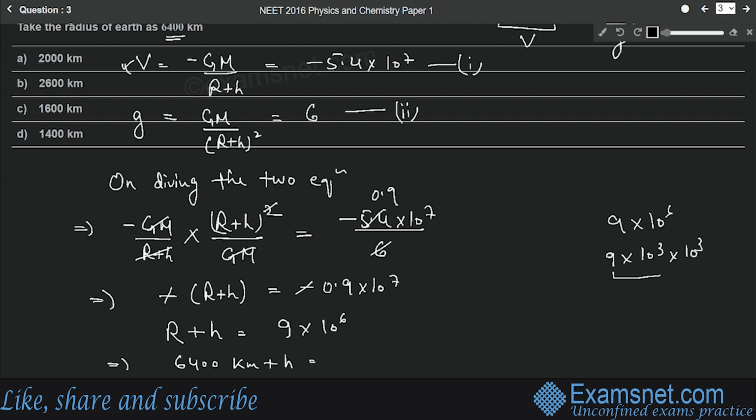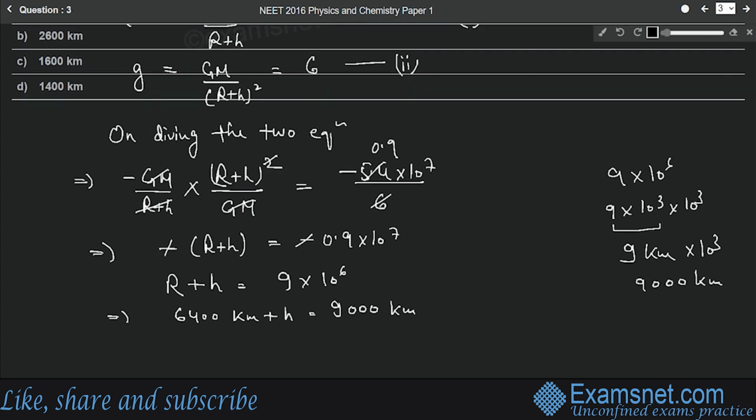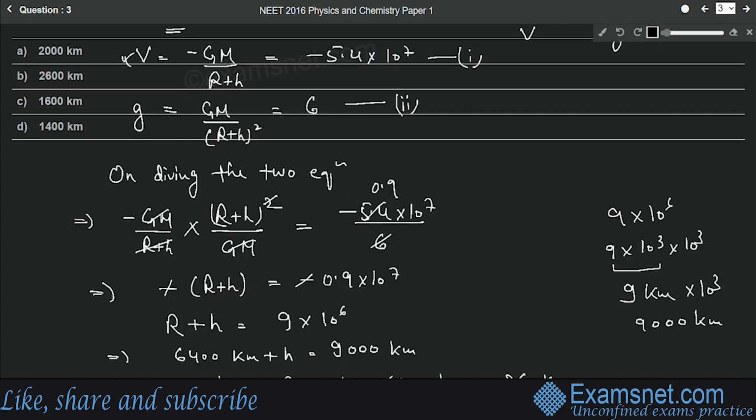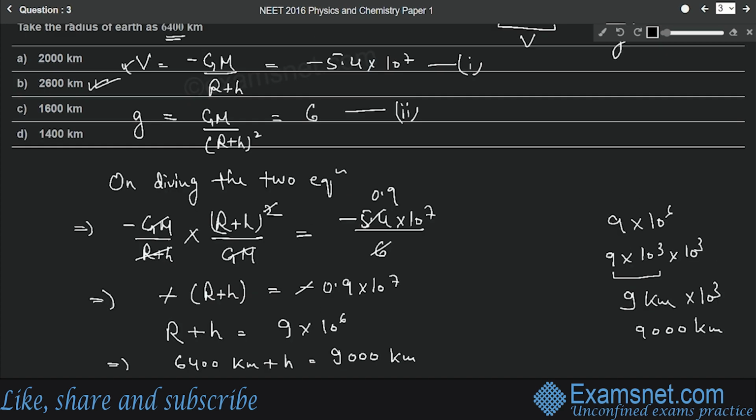Now 9 into 10 to the power 3, these are in meters, so we can write it as 9 kilometer, into 10 to the power 3. So we can write it as 9000 kilometer. On the right hand side we have 9000 kilometer. Now we can easily find the value of height h, so that will be 9000 kilometer minus 6400 kilometer. On finding the difference we get 2600 kilometer. Therefore option number B will be the correct answer. 2600 kilometer is the height at which these values are possible.